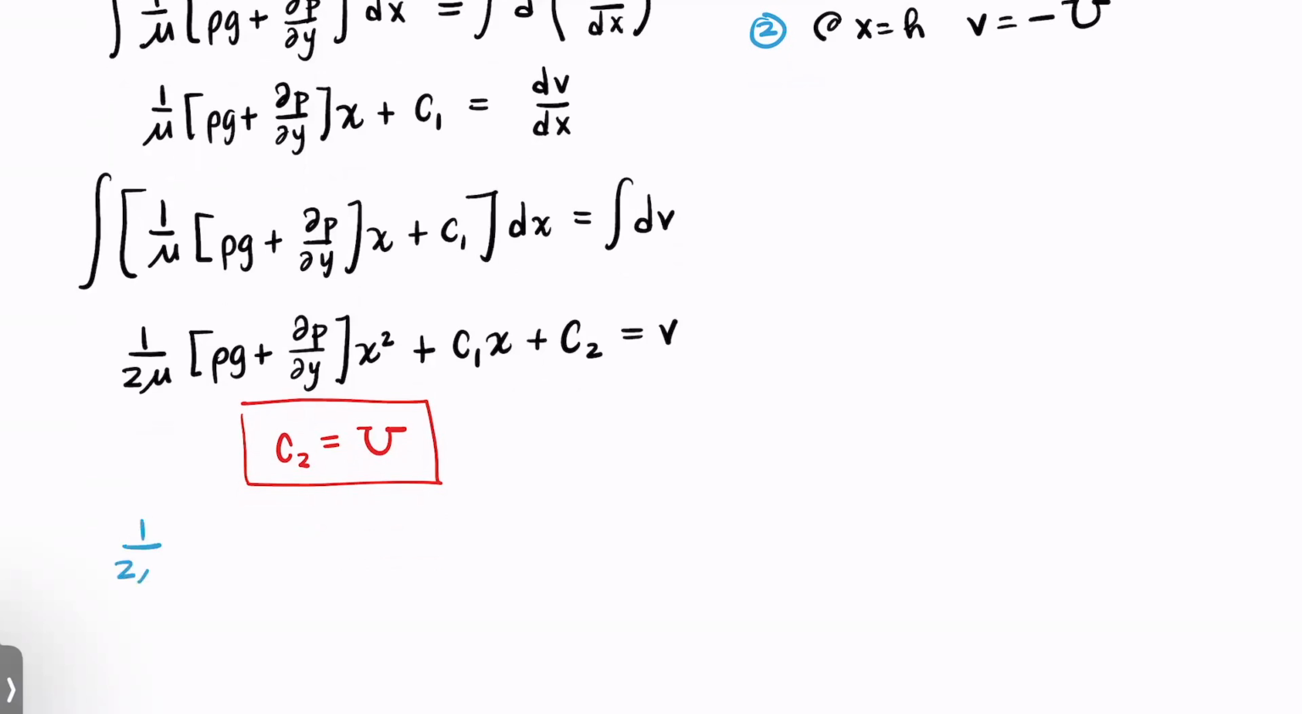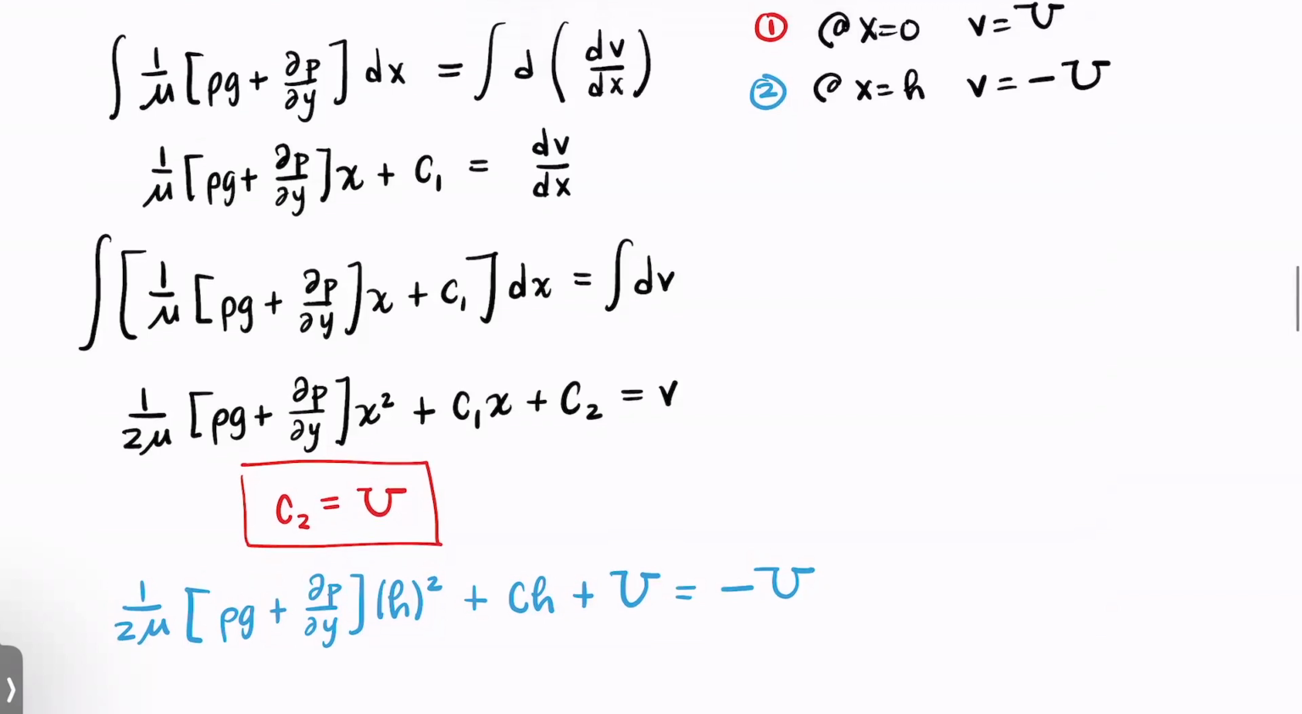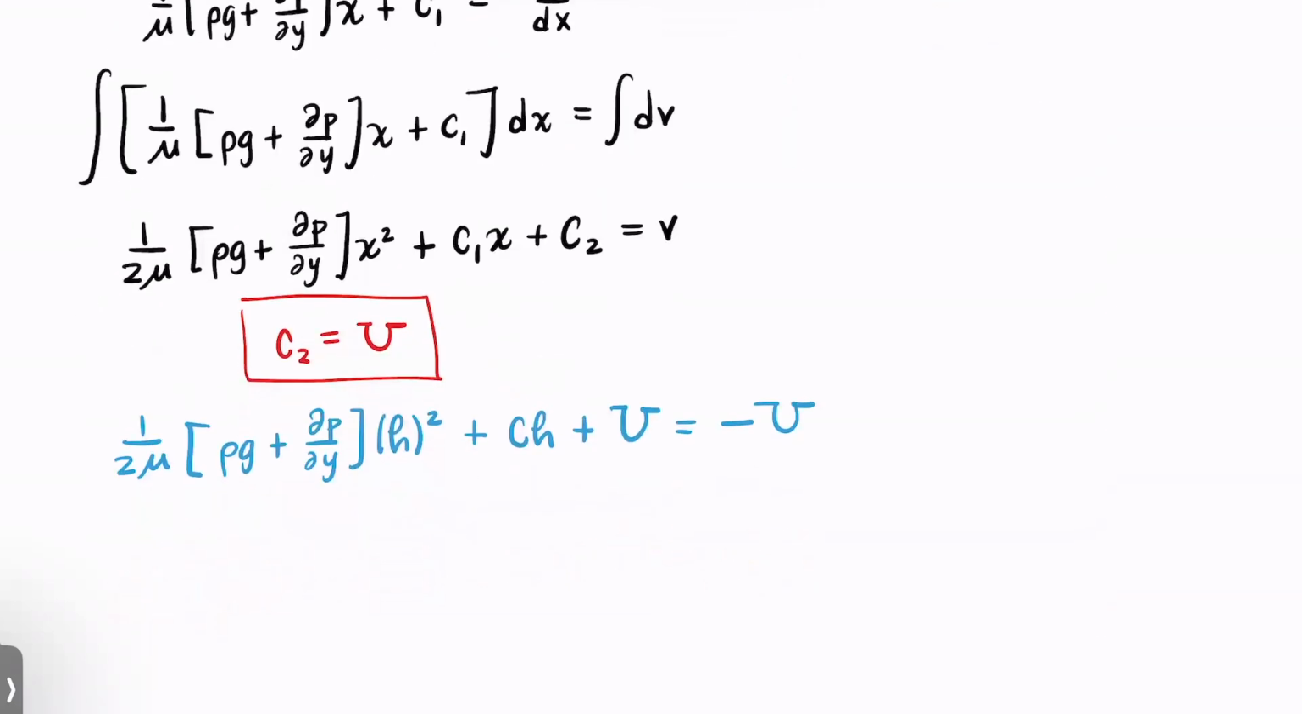And then for the second one, I'm going to plug in x equals h. So I have 1 over 2 mu, rho times g plus partial p partial y, and I'm plugging in h for x, so I have h squared plus C1 h plus C2, which I now know is capital U, and this is going to be equal to negative U. I just substituted x equals 0, so this is 0 and this is 0. That makes sense?